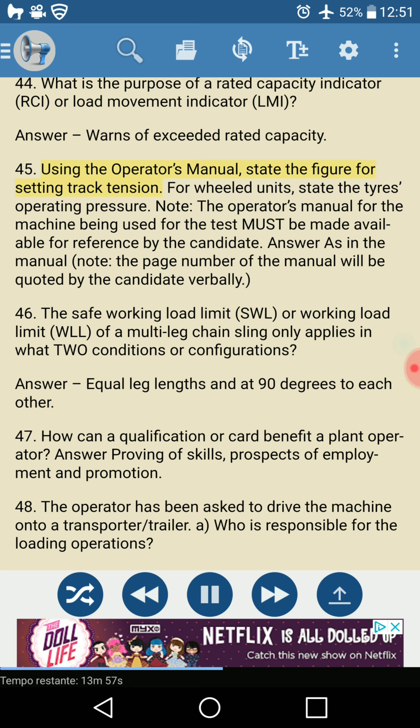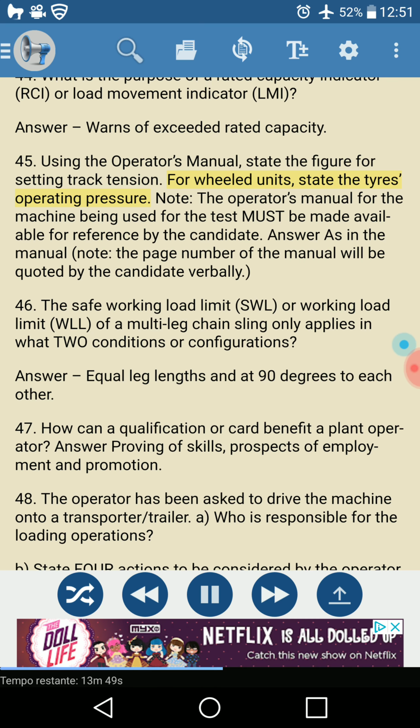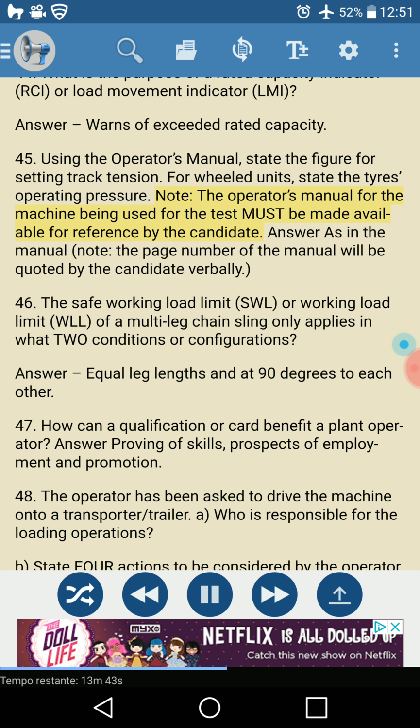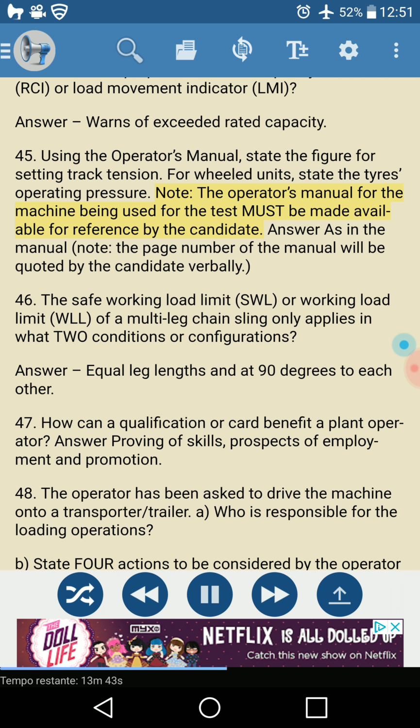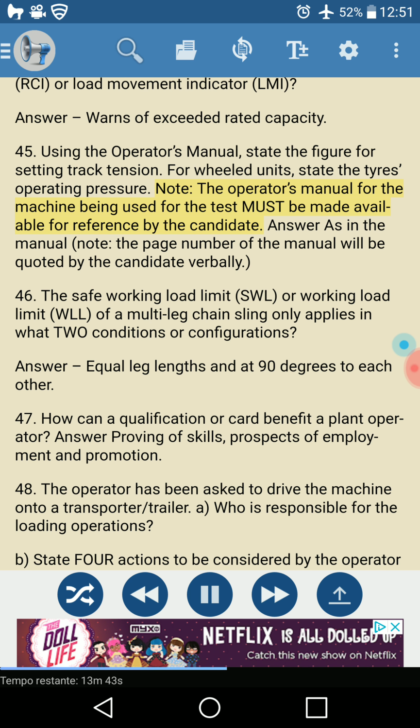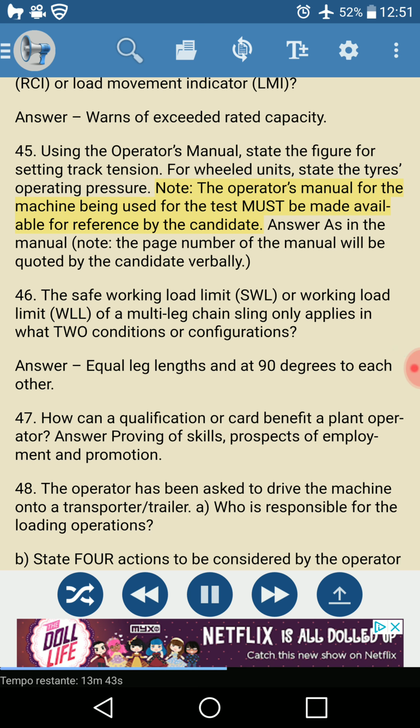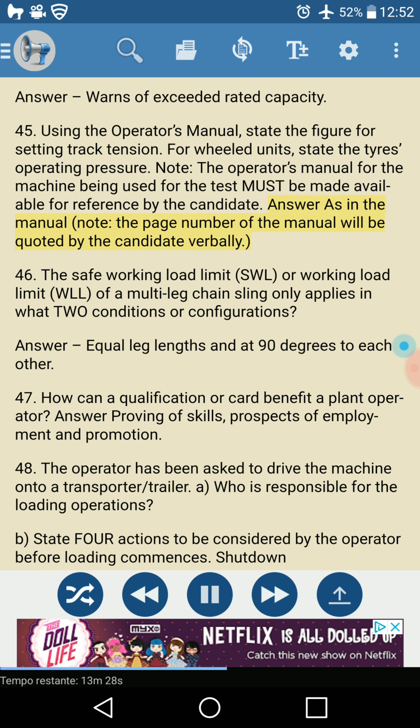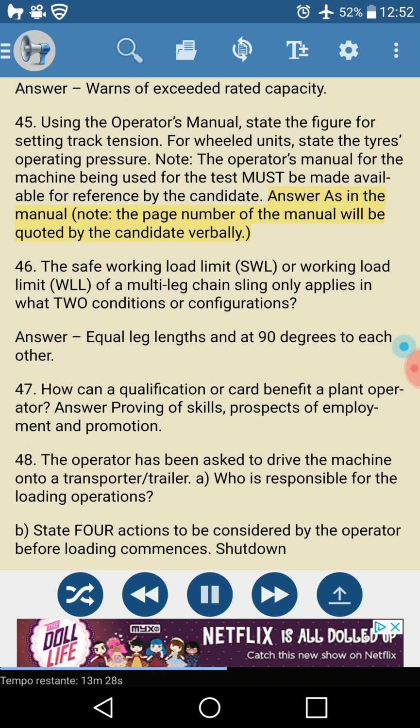45. Using the operator's manual, state the figure for setting track tension. For wheeled units, state the tire's operating pressure. Note: the operator's manual for the machine being used for the test must be made available for reference by the candidate. Answer: as in the manual. Note: the page number of the manual will be quoted by the candidate verbally.